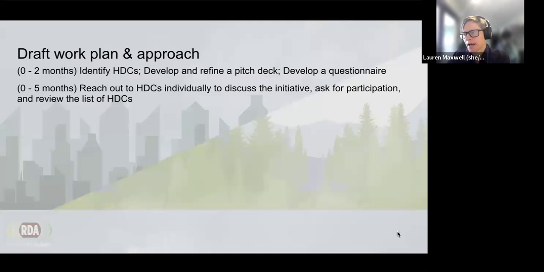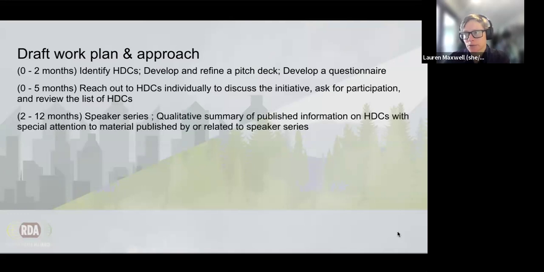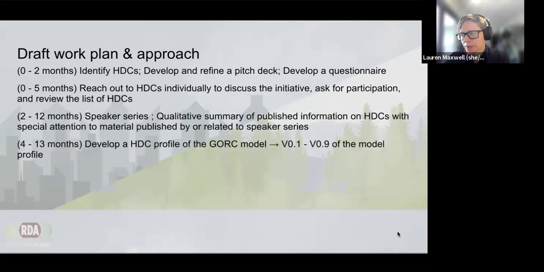So we have developed a pitch deck that we'd like to refine, and then we would develop a questionnaire that we can share with commons to understand some basic implementation decisions, and try to further engage them in the group. We are planning to reach out to Health Data Commons individually to discuss the initiative, understand better their priorities, and then further work on the snowball sampling work. We'd like to take those initial conversations with Health Data Commons and bring them into a speaker series.